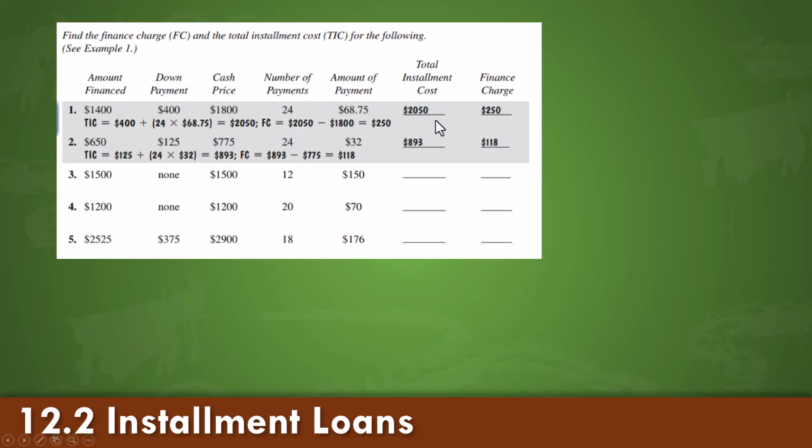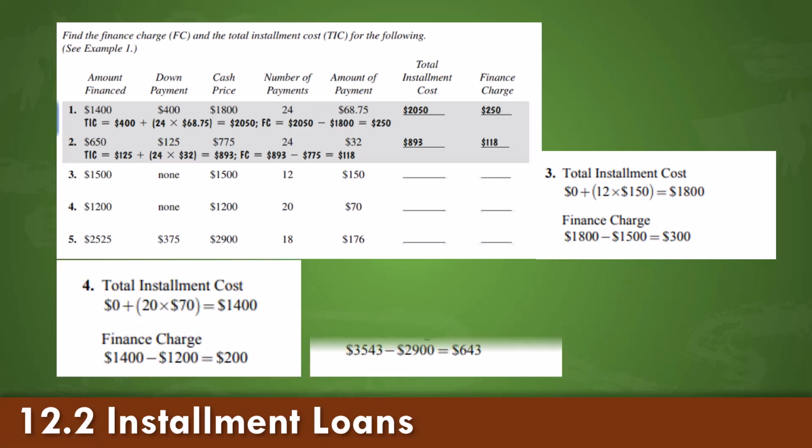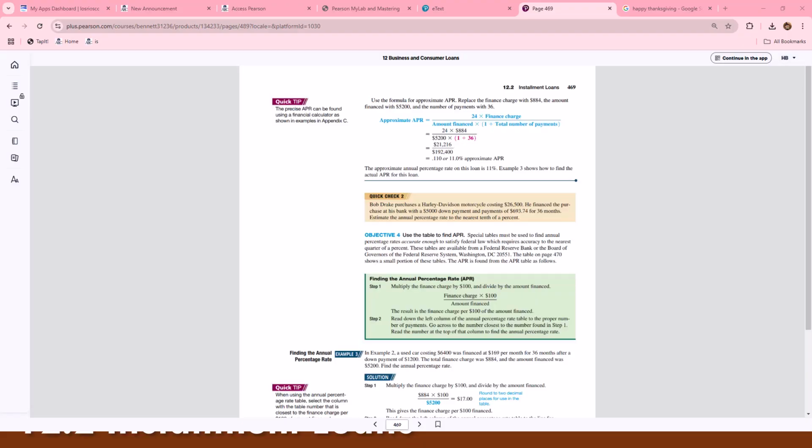If we take our total installment costs and we subtract the cash price, this will give us the finance charge. I've provided a few more examples for you here. In this next series of examples, we'll be using the formula below for approximate APR. 24 times the finance charge divided by the amount financed times, again, order of operation, 1 plus the number of payments. Let's demonstrate that now.